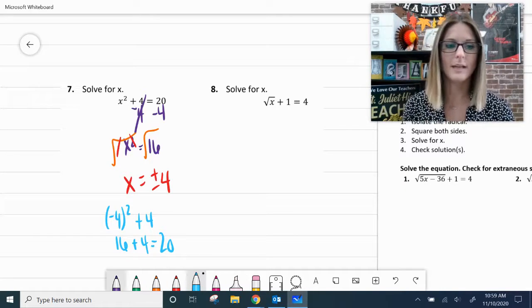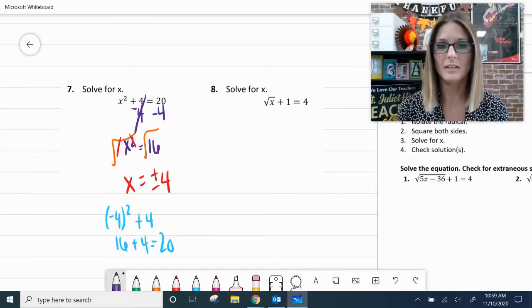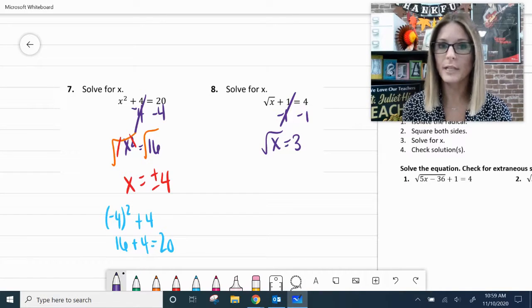So I have kind of a baby example here. The square root of x plus 1 equals 4. You're going to do the same thing, isolating the x, or isolating your square root. We'll subtract 1 from both sides, and we have the square root of x equals 3.